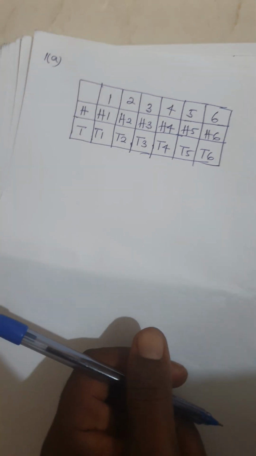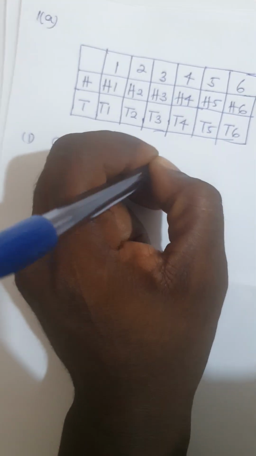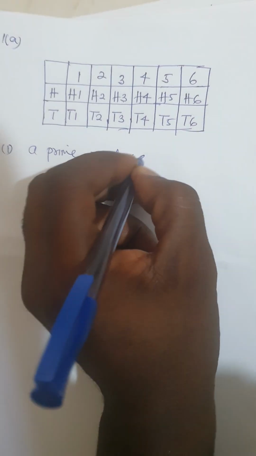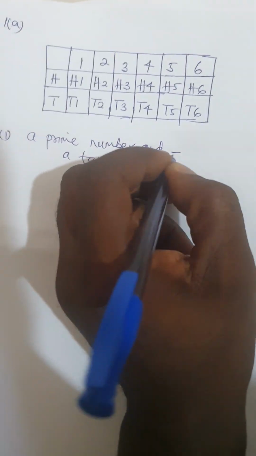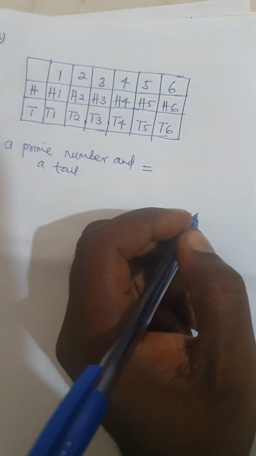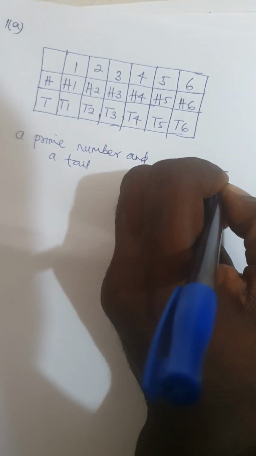We are asked to use that to find the probability of selecting a prime number and a tail. So which of them is a prime number and a tail? Tail 2 is one of them. We can have tail 3, and we can have tail 5. There are 3 in number.